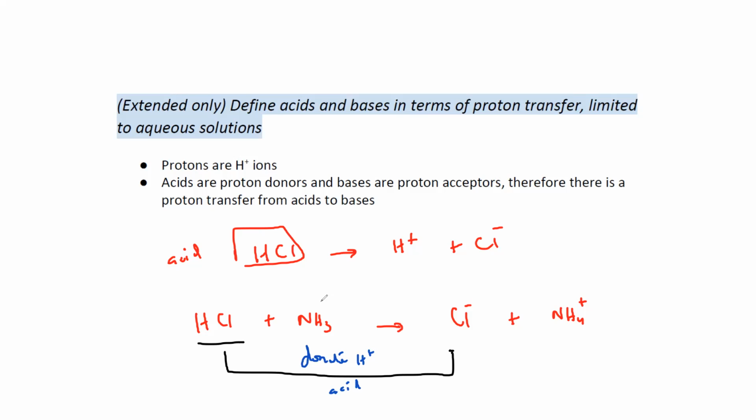As NH3 is written here, first it is NH3 and then it turned into NH4. So when NH3 turned into NH4, it means it accepts a proton. Whenever a substance accepts a proton, we call that substance a base. So acids are proton donors. Here HCl is an acid, whereas NH3, because it accepts a proton, is acting like a base.